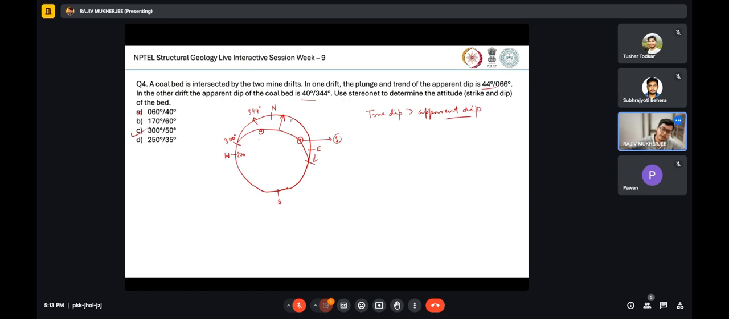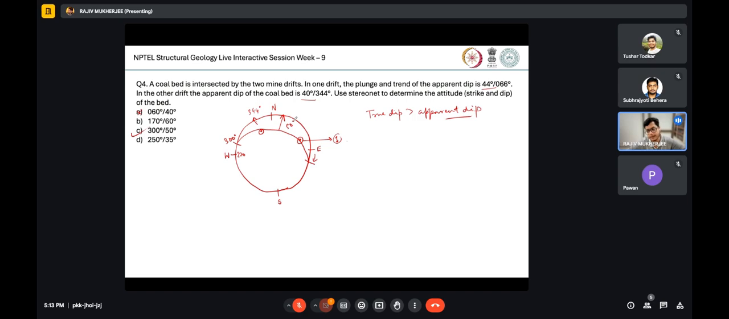So this must be 50 degrees. You can solve this problem in a stereonet to find out. But this also works pretty well. If you have the idea of the stereonet, how to plot them, then eventually you can get an idea of what will be the dip direction.